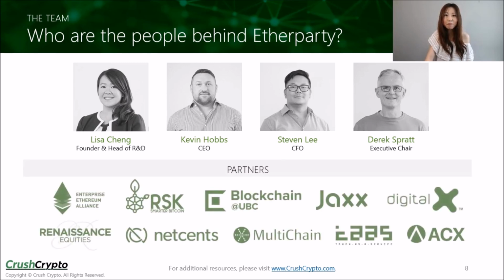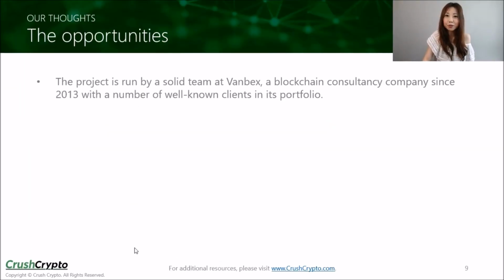Etherparty also has a number of partners, including the Enterprise Ethereum Alliance, which includes advisory firms such as Accenture, Cisco, and Deloitte, financial institutions such as JP Morgan and State Street, and other companies like MasterCard, Intel, Microsoft, Thomson Reuters, and Samsung. So what are the opportunities?